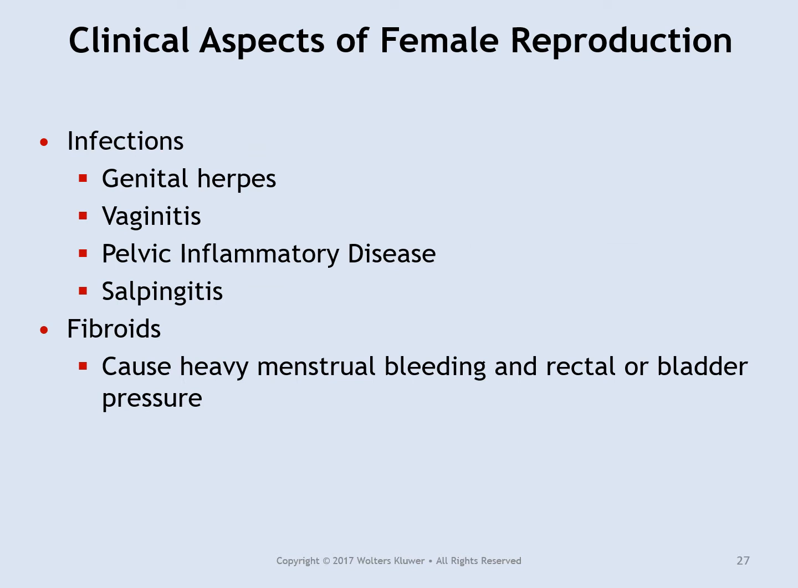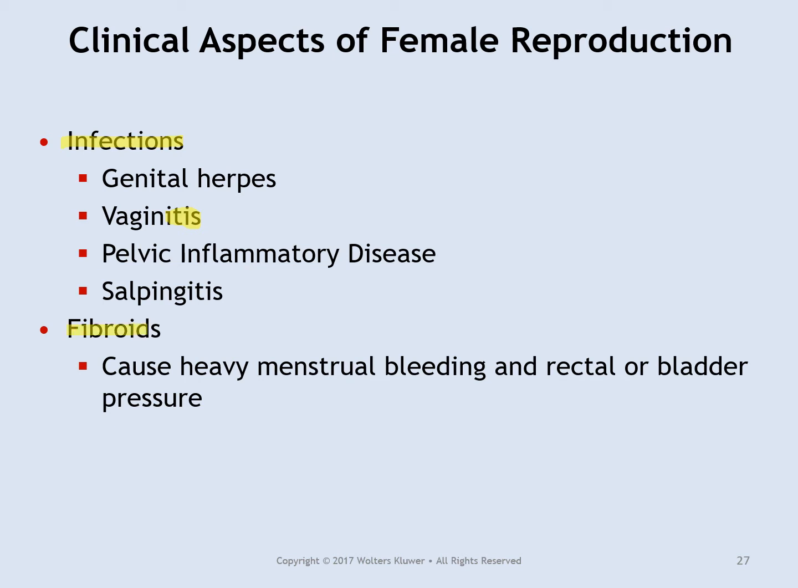So, clinically, a woman can get infections, oftentimes from STDs, sexually transmitted diseases. You have herpes, which is viral. Vaginitis is just a general term for inflammation in the vagina. PID, or pelvic inflammatory disease, and salpingitis.